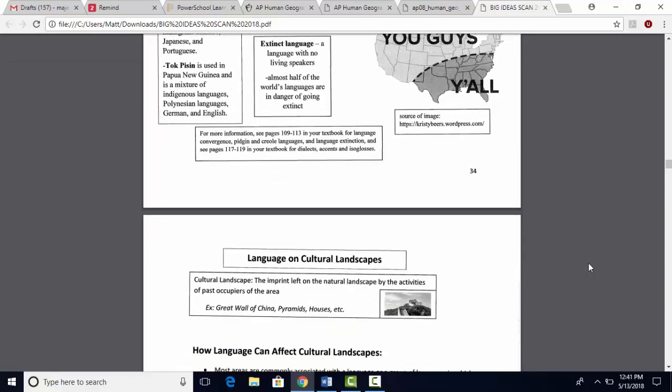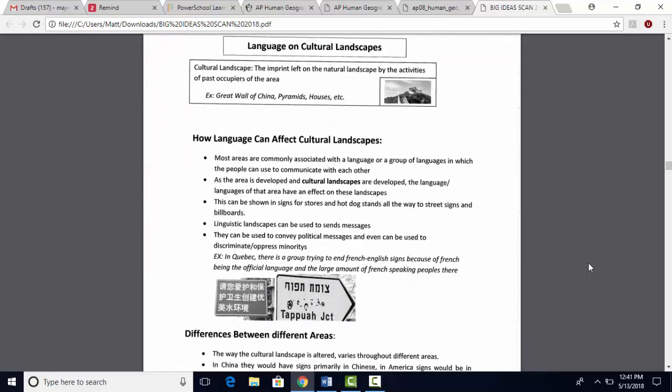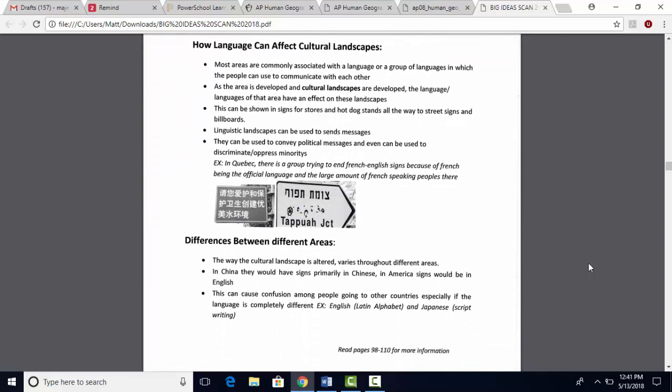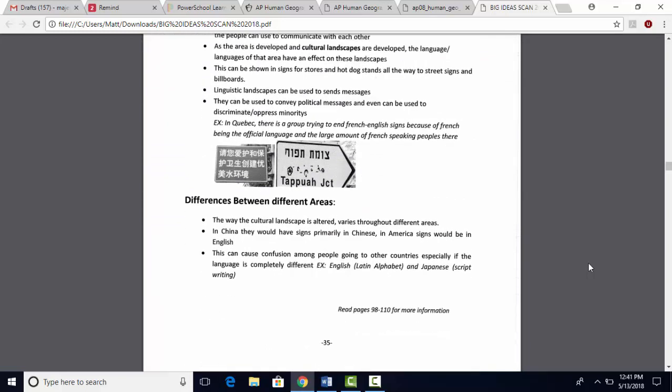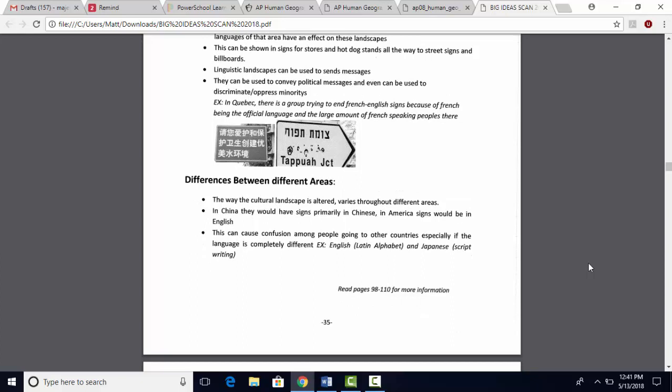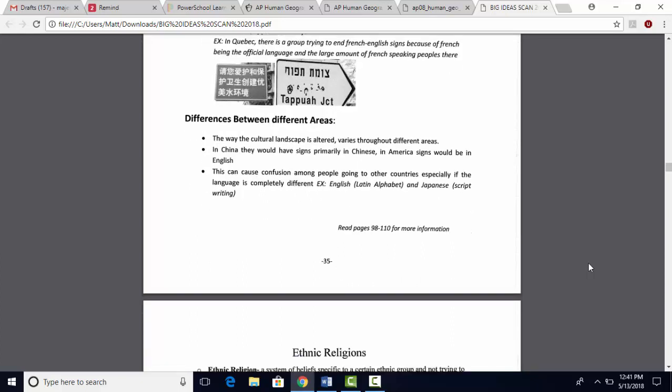The way the cultural landscape is altered varies throughout different areas, right? In China, signs are generally in Mandarin Chinese. In America, they're generally in English. This can be confusing to some folks, right? But you've got to remember, that's going to be based on the people that live in a particular area, right? So that's just kind of, I guess you could say, expected.